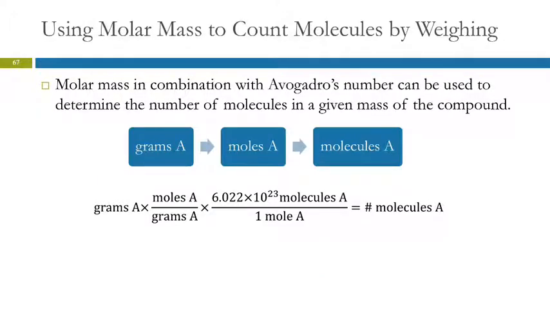So just like we use molar mass of an element to count atoms, we can use molar mass of the molecule to count molecules by weighing them. So if we have grams of compound A, we can calculate how many moles of compound A we have, and from that we can calculate how many molecules of compound A. Okay? And this is just dimensional analysis.